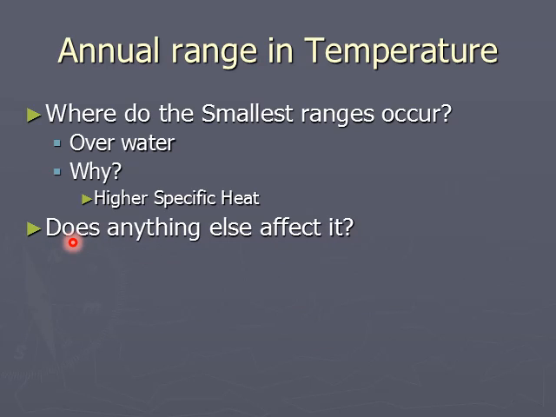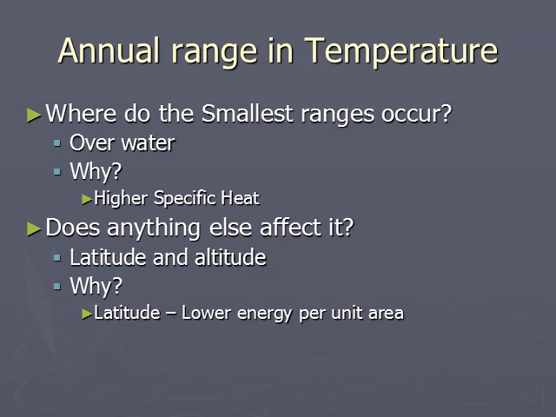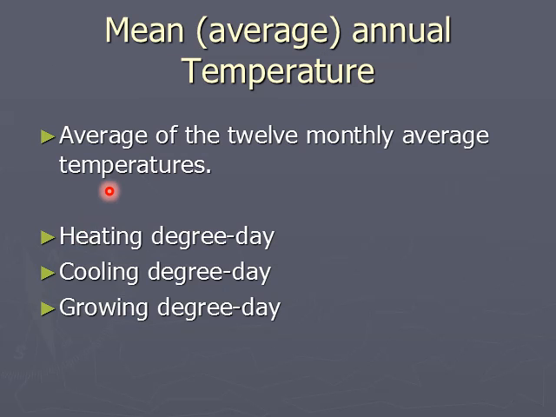Does anything else affect it? The answer is yes. Altitude and latitude. Why? Well, latitude is lower energy per unit area, and altitude is the lapse rate in the troposphere. Alright, another way to measure temperature is the mean annual temperature, the average of the 12 monthly average temperatures.